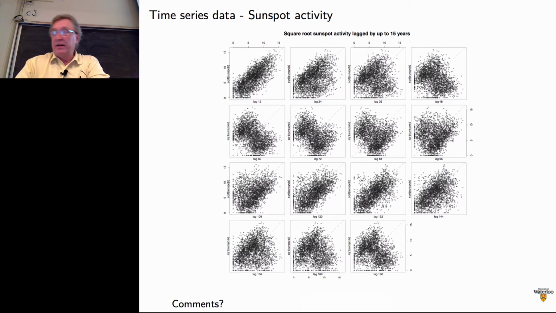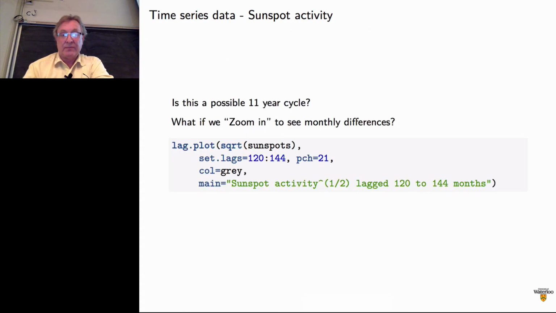So that's suggesting some kind of pattern, isn't it? It's a cyclical pattern, it just seems to be going on there. What's the length of the cycle? Well, you seem to be getting back to this positive relation sometime around here, 10, 11 years. Right? So, is there a possible 11-year cycle? So we might look at monthly differences, zooming in around 11 years.